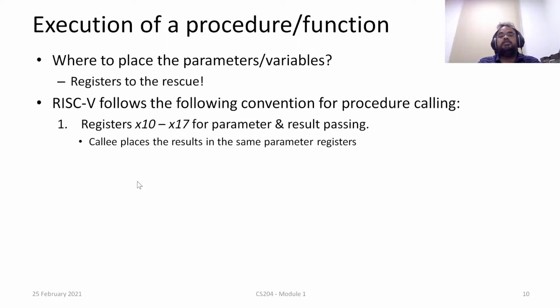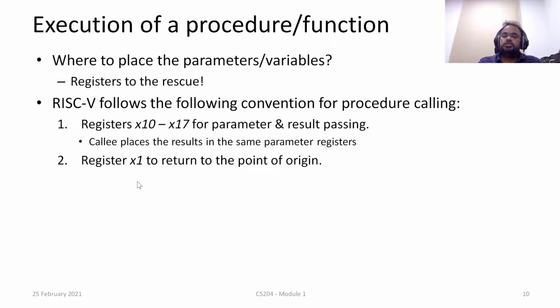The callee, meaning the function which has been called, will place the results in the same set of registers, x10 to x17. So when the control comes back to the caller, it can retrieve these values from these registers and start using them, right? Now x1, the register, will be used to store the place of origin, or the very next instruction after this function call, so that we can use the value in x1 to come back to this particular instruction and resume our execution within the caller program.